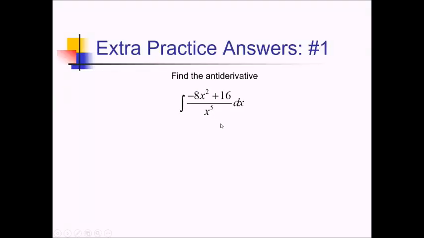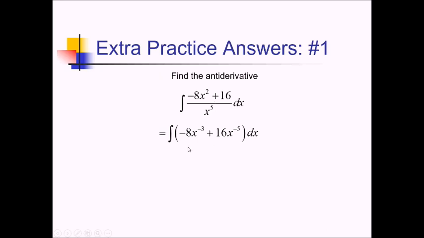To find the antiderivative of this rational expression, it'll be easier if we divide everything in the numerator by the denominator to simplify this first. So going from left to right, this is going to be negative 8 times x to the negative third power plus 16 times x to the negative 5.